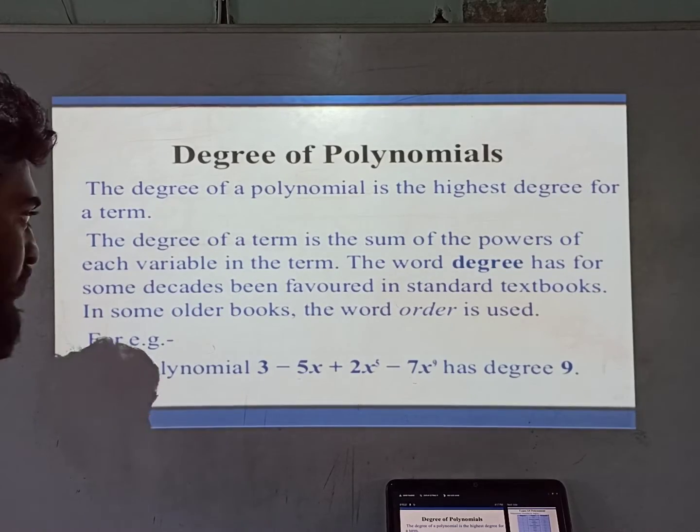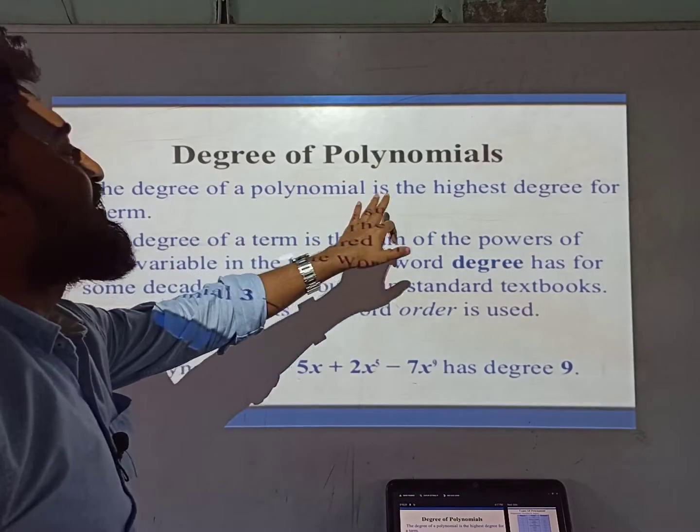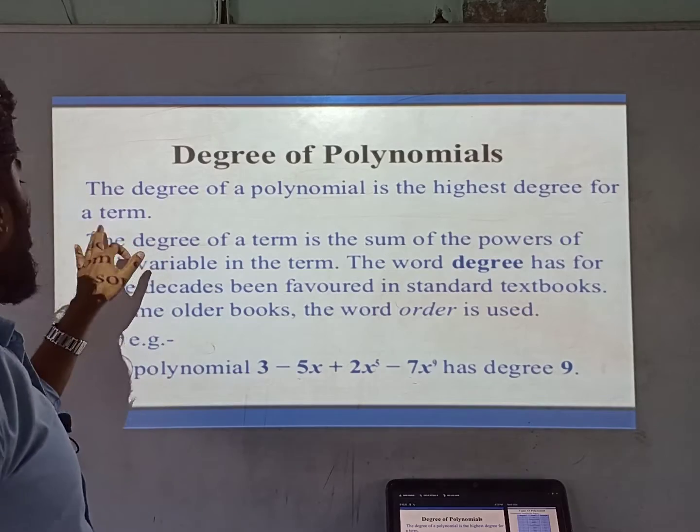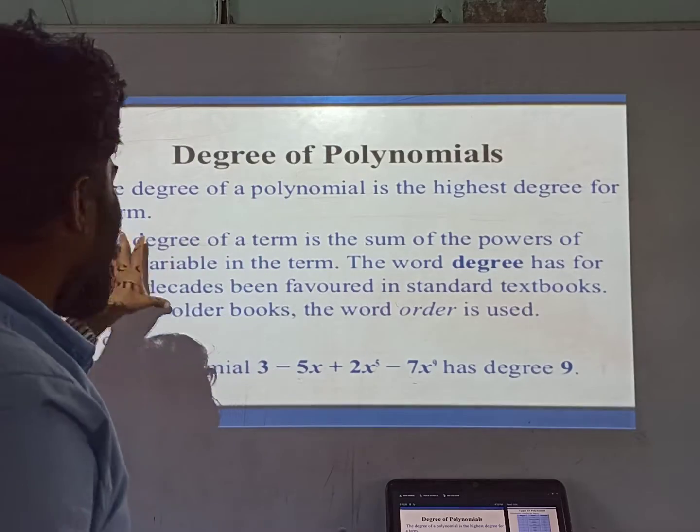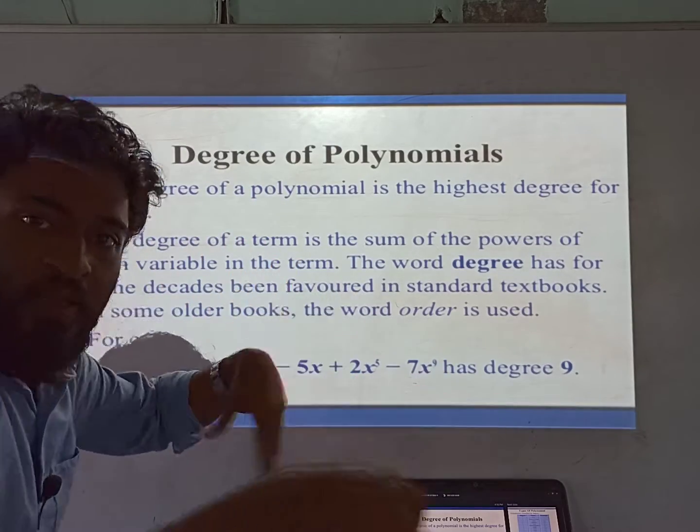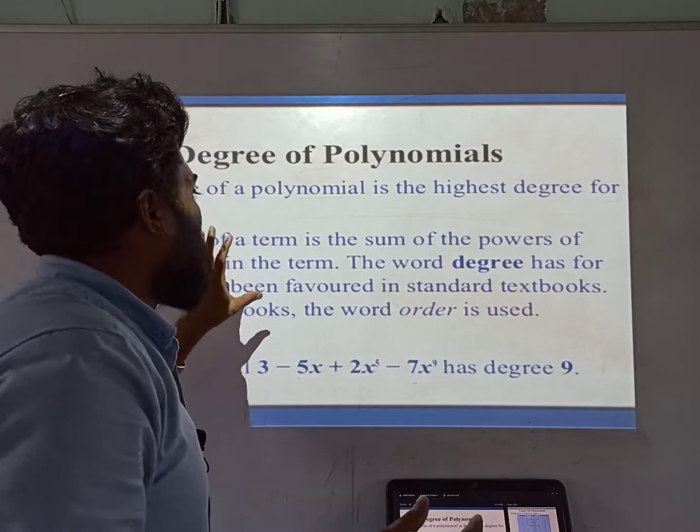What is degree of polynomial? You read, the degree of polynomial is the highest degree of a term. Okay. So see, degree. This definition is written here, but I will make it easy for you.